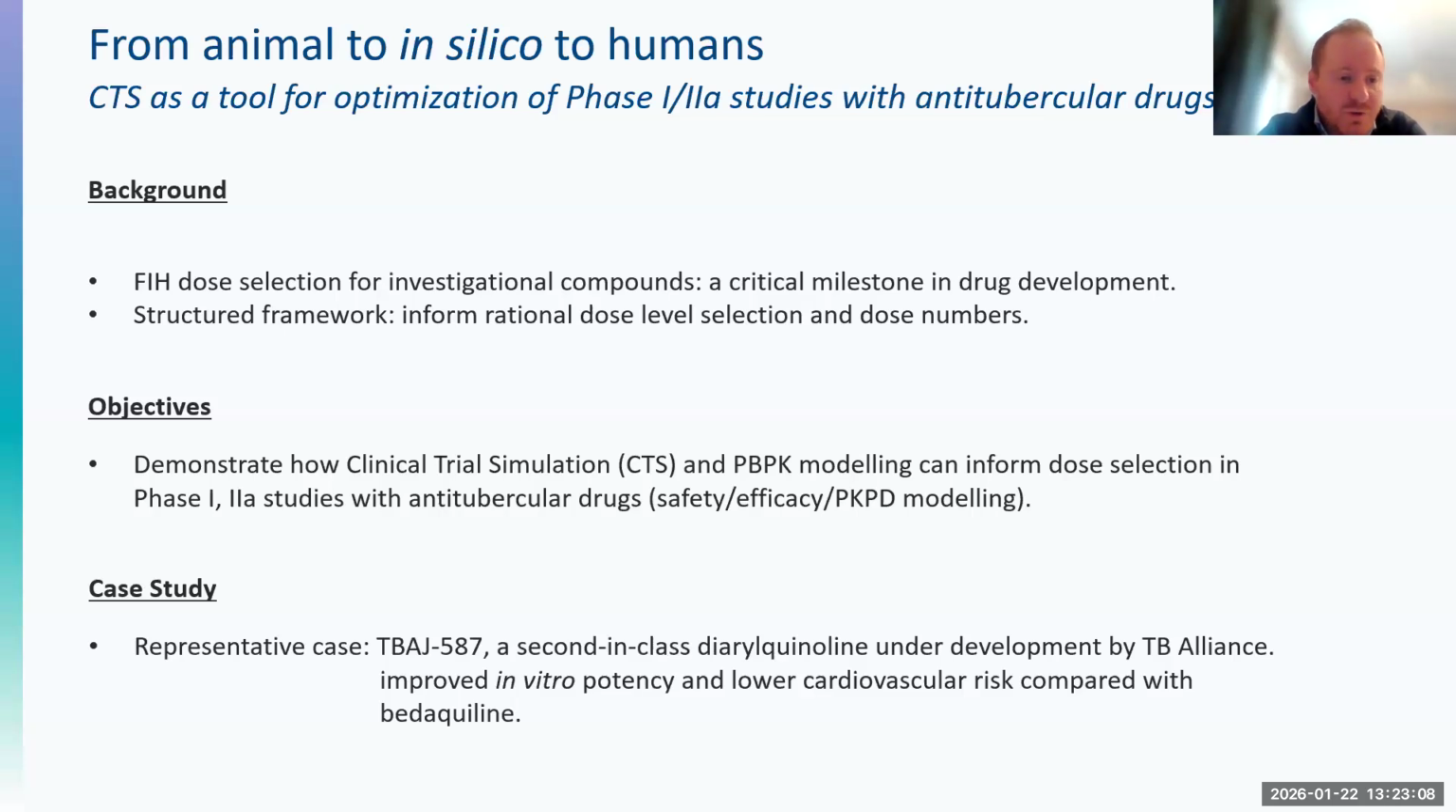Regarding our case study, TBAJ-587 is a second-in-class diarylquinoline, currently under development by TB Alliance. In comparison with the first-in-class diarylquinoline, bedaquiline, it shows improved in vitro potency as well as lower cardiovascular risk.